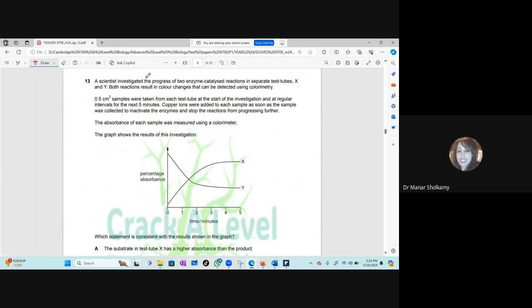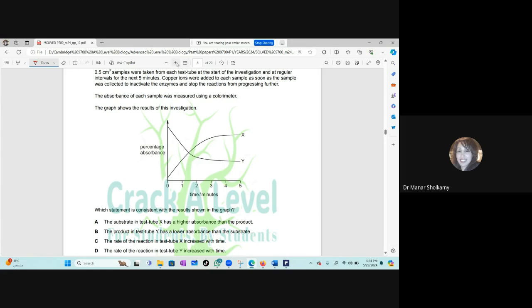13. A scientist investigated the progress of two enzyme catalyzed reactions in separate test tubes, X and Y. Both reactions result in color changes that can be detected using colorimetry. 0.5 centimeter cubed samples were taken from each test tube at the start of the investigation and at regular intervals for the next 5 minutes. Copper ions were added to each sample as soon as the sample was collected to inactivate the enzymes and stop the reaction from progressing further. The absorbency of each sample was measured using a colorimeter. The graph shows the results.